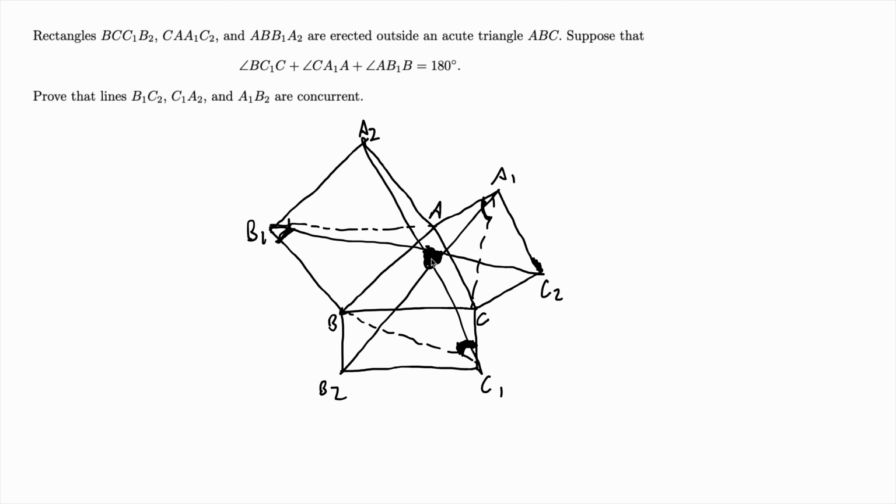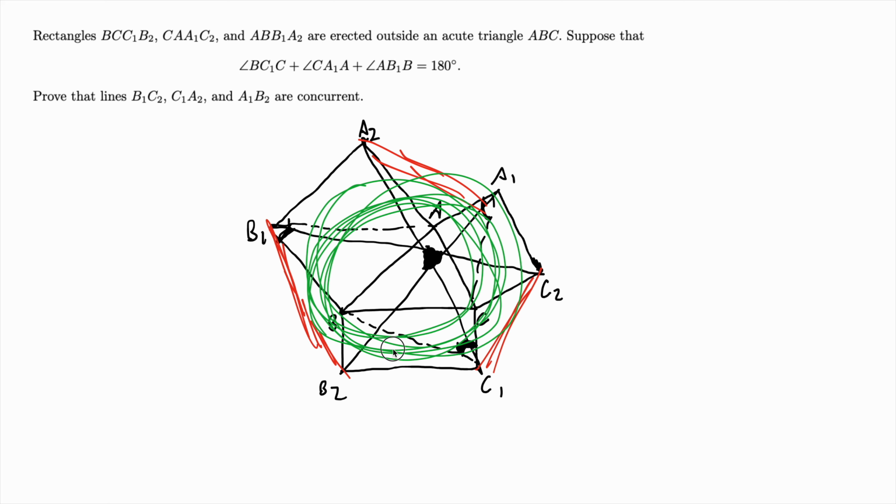When I first looked at this problem, I automatically thought of Brianchon's theorem, because Brianchon's theorem states that if we have a hexagon, 1, 2, 3, 4, 5, 6, and a conic section inscribed inside it, then by Brianchon's theorem, these three lines are concurrent. So we just need to prove that there is a conic section inscribed in this hexagon.